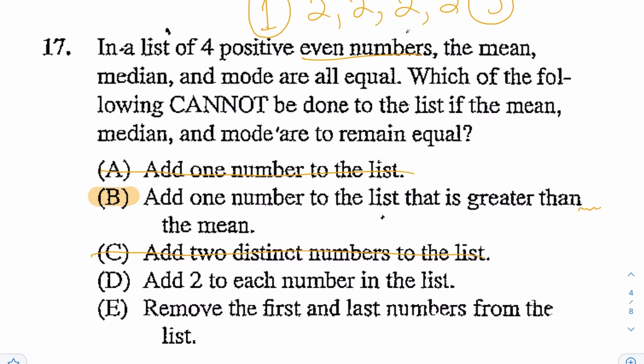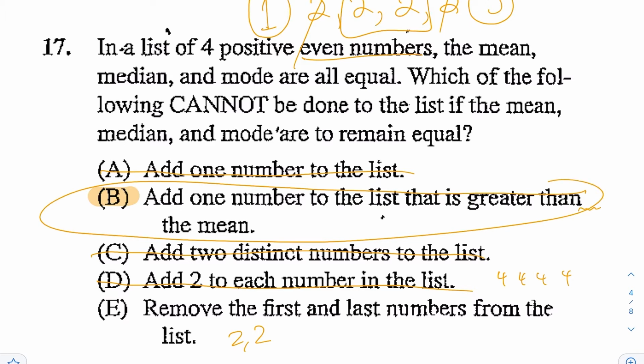Add 2 to each number in the list. Well, that will actually keep the mean, median, and mode equal, because then that would just be 4, 4, 4, 4. The average is now 4, but so is the median and the mode. So that's wrong. And for choice E, if you remove the first and last terms, you have just 2 numbers of 2, and of course the mean, median, and mode are still equal. So the answer is choice B. If you add a number that's greater than the mean, then that's going to increase the average, no matter what you do.